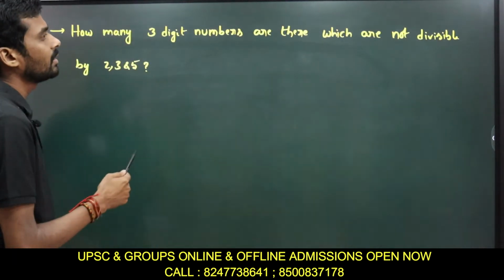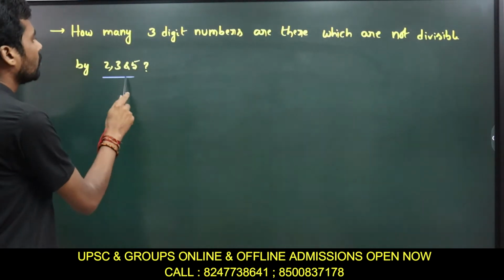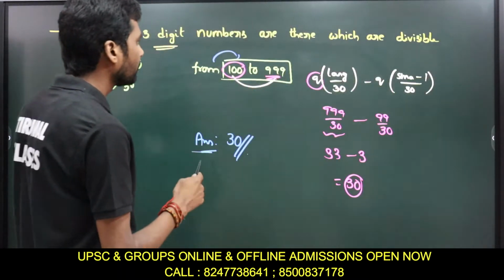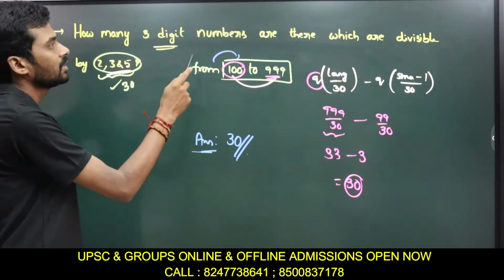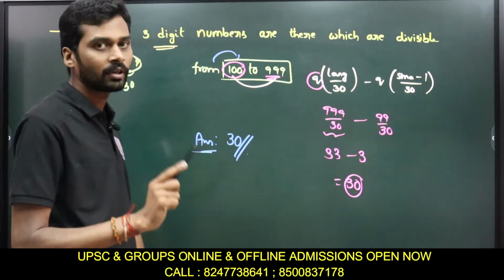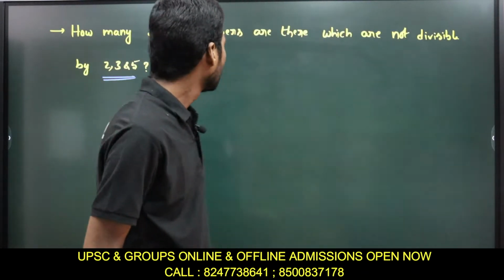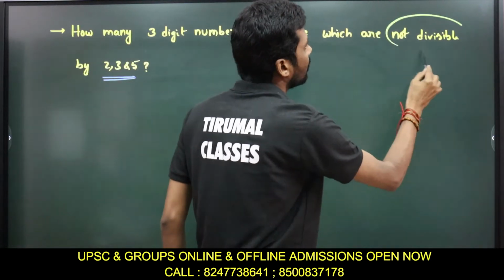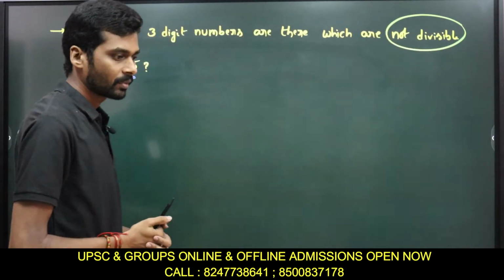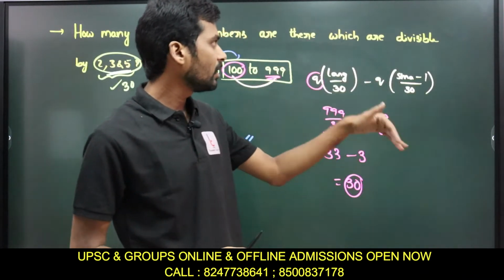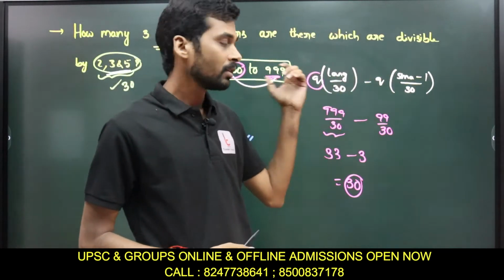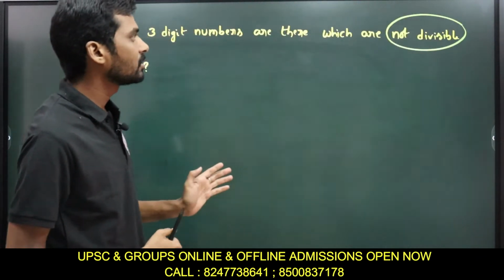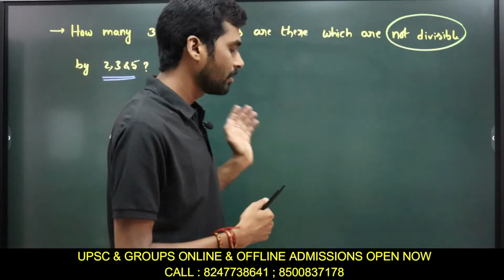How many 3-digit numbers are there which are not divisible by 235? Just look at the previous question: how many 3-digit numbers are there which are divisible by 235? Same question. For the same numbers, how many 3-digit numbers are there which are not divisible by 235? If it is asked how many numbers are divisible by 235, the answer is 30. What if the question asks which are not divisible by 235?